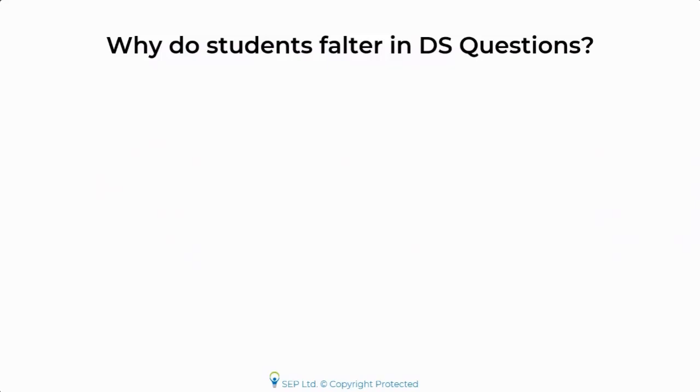I'll talk about them one by one, and share your thoughts if you agree with what I'm saying. The first and the most obvious reason that you falter in any question, be it data sufficiency or problem solving, is, I believe, a lack of conceptual clarity. This is the most obvious reason. So whenever you are starting your preparation for GMAT, or you've been preparing for some time, make sure that whatever DS question you're solving, the concept related to that question is perfectly clear. If that is not clear, then obviously solving that data sufficiency question would be difficult.